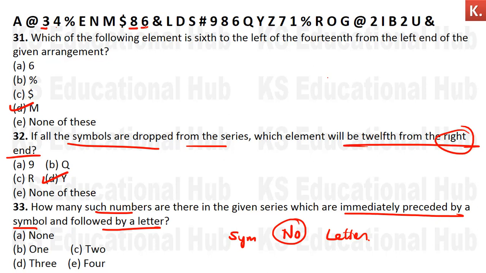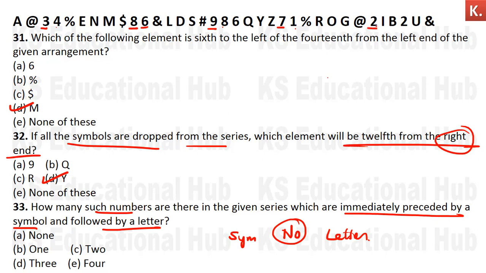Again 6 is here. 6 cannot be taken into consideration because it is not preceded by a symbol. The next 9 is here. 9 is immediately preceded by a symbol, but it is not followed by a letter again. Again 8 and 6 cannot be considered because they are immediately preceded by a number itself. The next one is 7. 7 is immediately preceded by a letter, not a symbol, so it cannot be considered. 1 is immediately preceded by a symbol, but it cannot be considered. Then 2 is here.